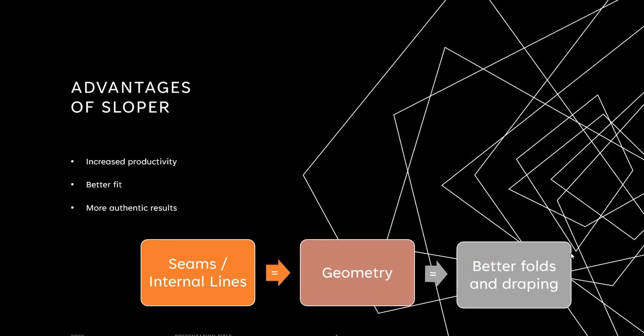In addition to being a standard practice in pattern making, the advantages of a sloper for 3D artists include increased productivity, better fit, and more authentic results. The thing to understand when you create patterns in Marvelous Designer is seams and internal lines dictate the geometry that's generated, and that geometry drives better folds and draping in the cloth engine.